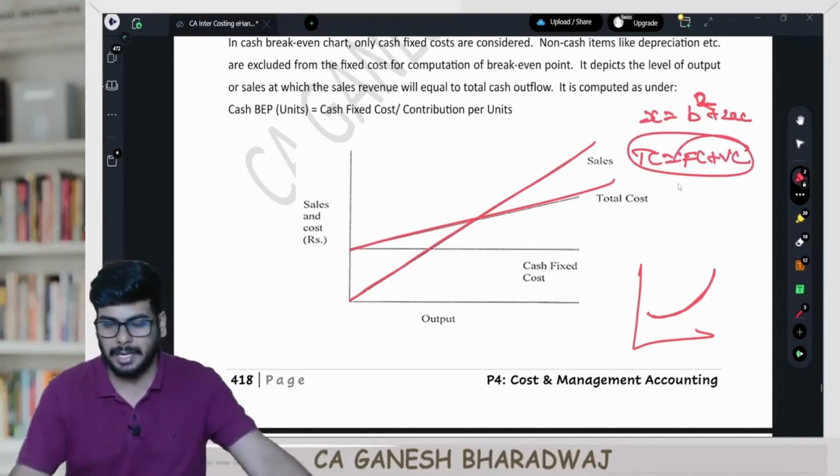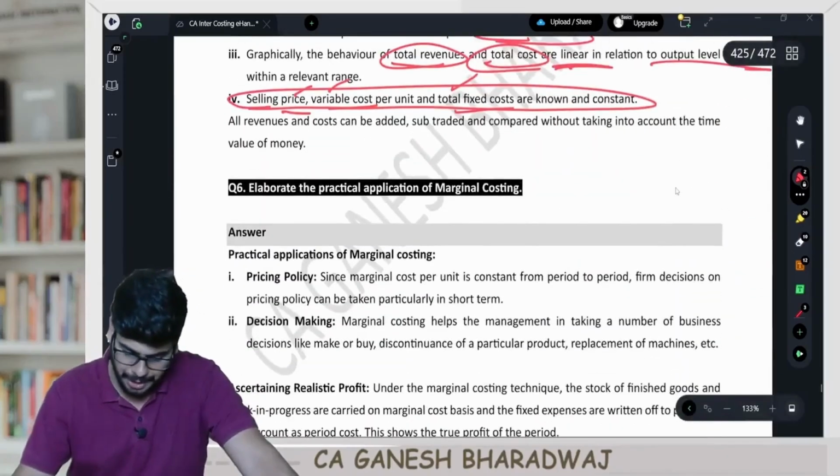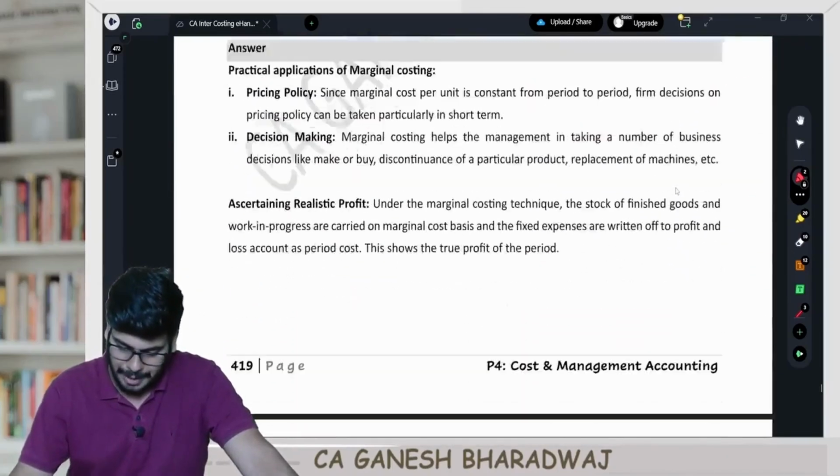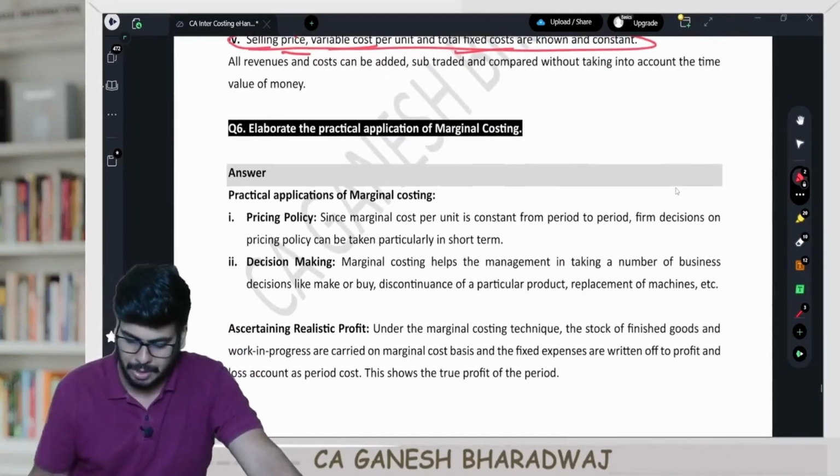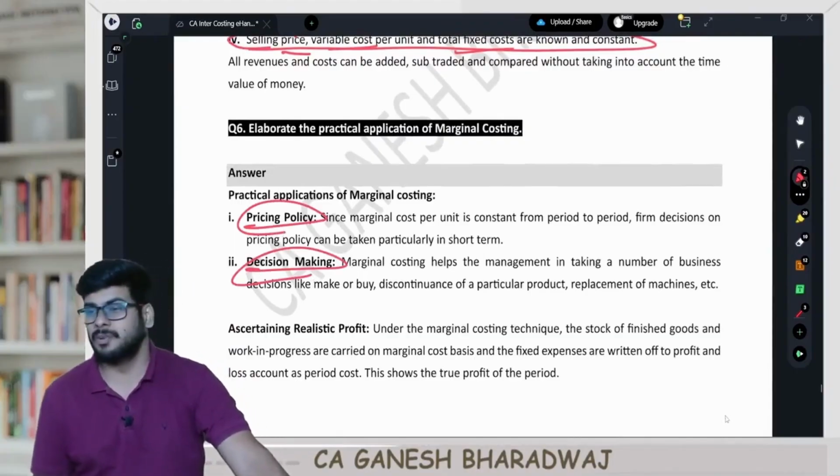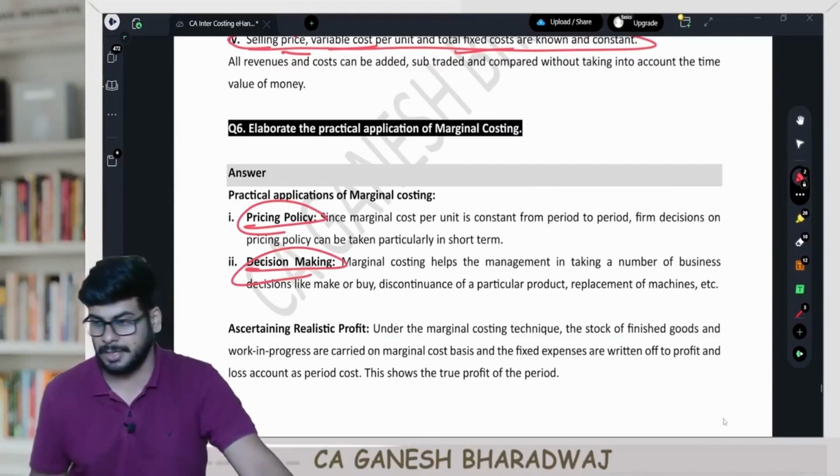That's why it's a straight line. Clear with this? That's what they have mentioned here. Elaborate the practical application of marginal costing as it's used for pricing, policy, decision making and all of that. Clear with this, guys? Fine. These are some basic level questions that you just read once and saw.